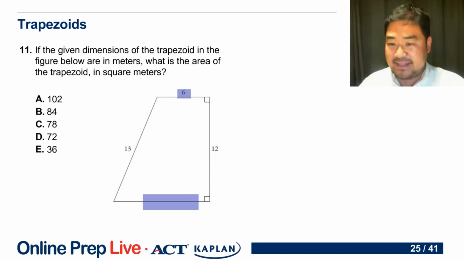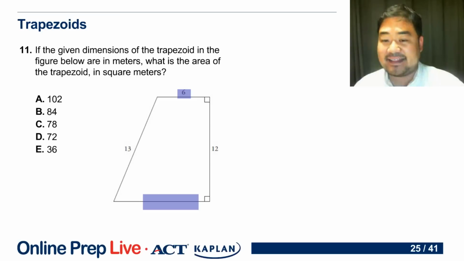So we're missing that, but not just the bases, we also need the height. Now here's again where you want to be careful. What's the height of this trapezoid? Is it the 12, or is it the 13? Is the height of this trapezoid the 12, or is the height of this trapezoid the 13?